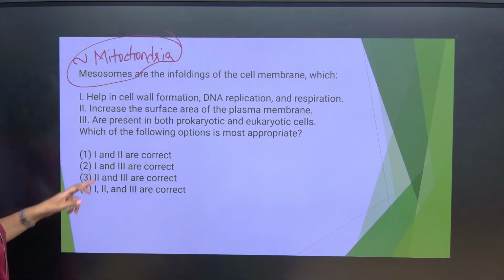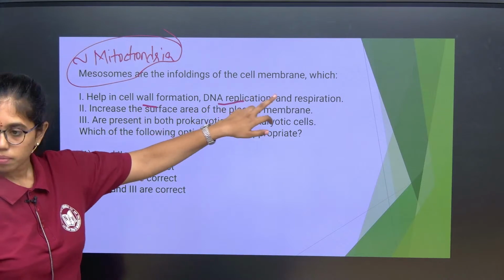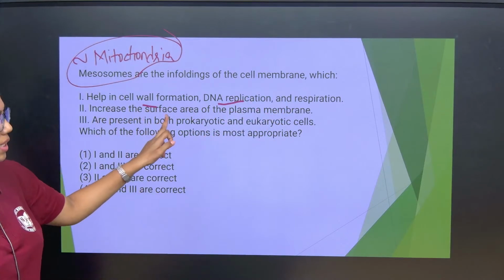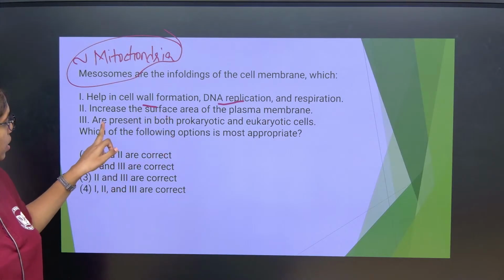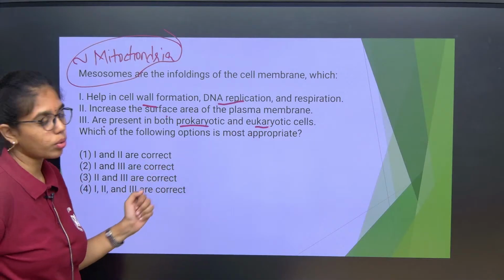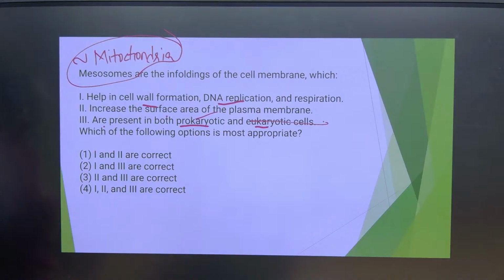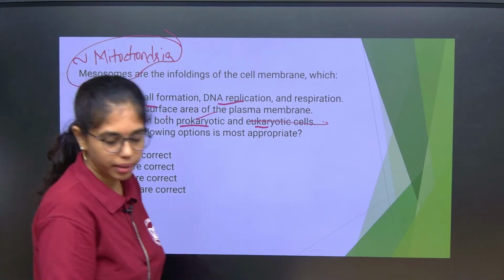Now you tell me, they help in what are the functions? Cell wall formation, respiration. Next, increases the surface area. True. Next, they are present both in pro and eu. Wrong, because they are present only in the prokaryotic cell, not in the eukaryotic cell. Now which statement? 1 and 2. Fine.